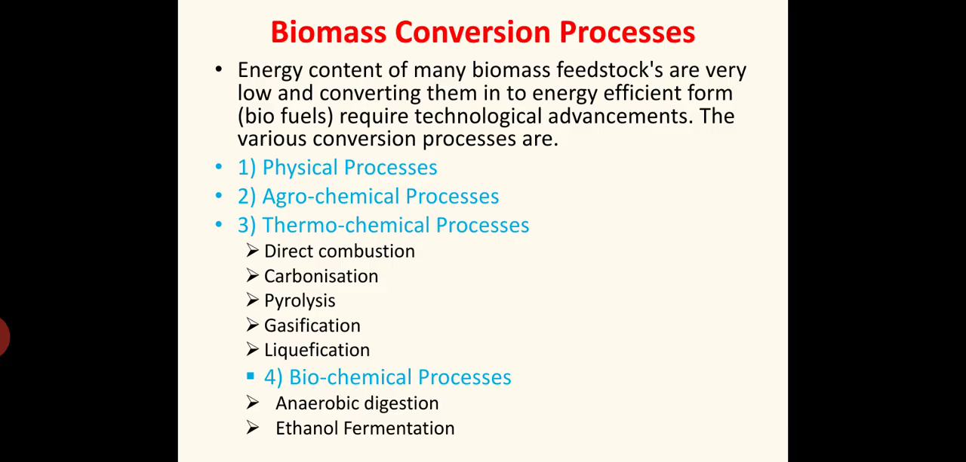Mainly 4 main processes are there. First one is physical processes, then comes the agrochemical processes, and the third one is thermochemical processes. Under agrochemical processes we have trans-esterification as the important process, and under thermochemical processes we have direct combustion, carbonization, pyrolysis, gasification, and liquefaction. And finally, the biochemical processes, under which we have anaerobic digestion and ethanol fermentation. These are the various processes for the conversion of the biomass into an energy efficient form. Anyway, if we discuss all these things, that will be our 4th module.